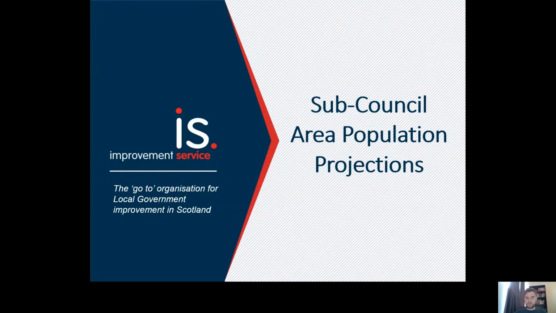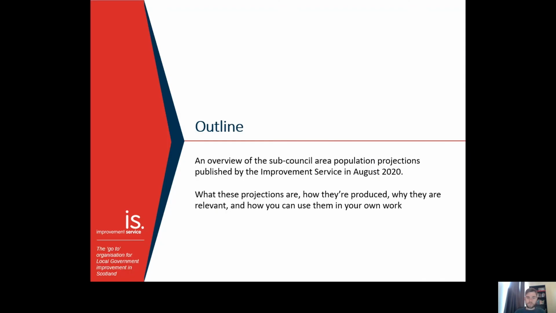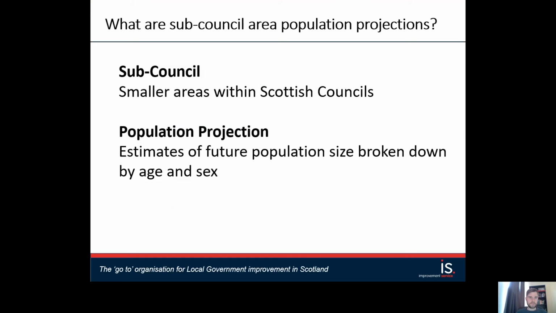In this video, we're going to give an overview of sub-council area population projections, specifically a project the Improvement Service carried out in August 2020 together with the National Records of Scotland. To give an overview of what the video will cover, we're going to talk a bit about the projections that we published last year in August, what these projections are, how they're produced, why they're relevant, and how you could maybe make use of them in your own work.